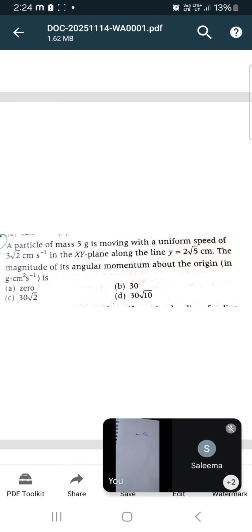Next, it is moving with the uniform speed 3 root 2. Given that uniform speed v equal to 3 root 2 centimeter per second. After that, in the xy plane, along the line y equal to 2 root 5 centimeters.